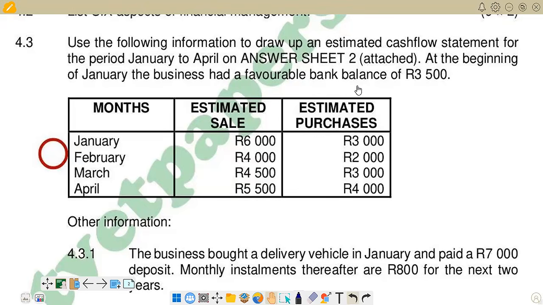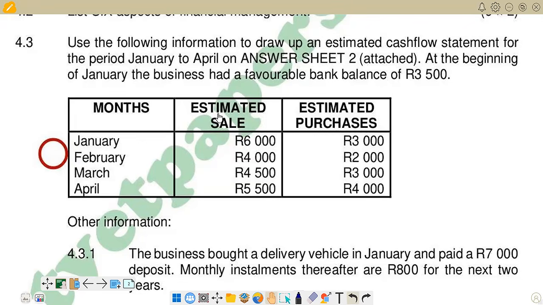If it was a negative balance, it was supposed to be shown as a negative, as in brackets. Brackets means it's a negative. So basically, brackets is a substitute sign for a negative sign. So that's what we have there.